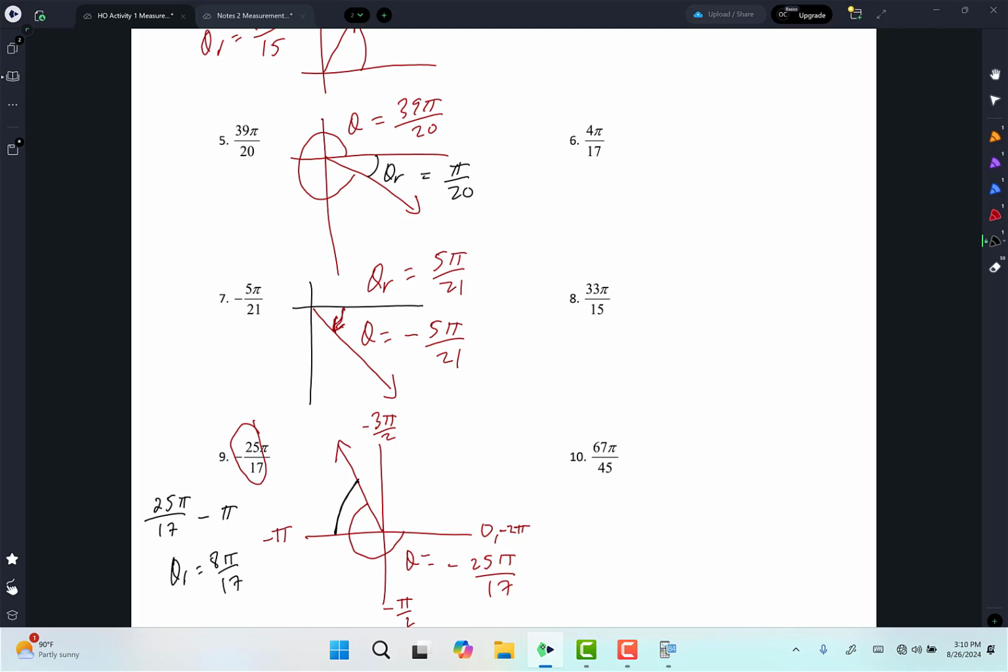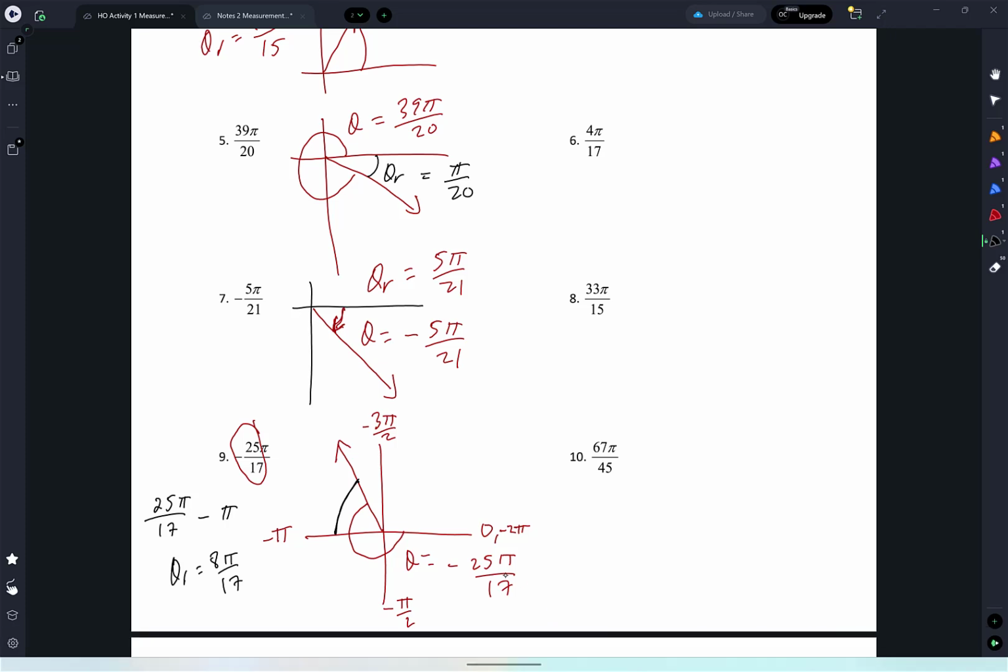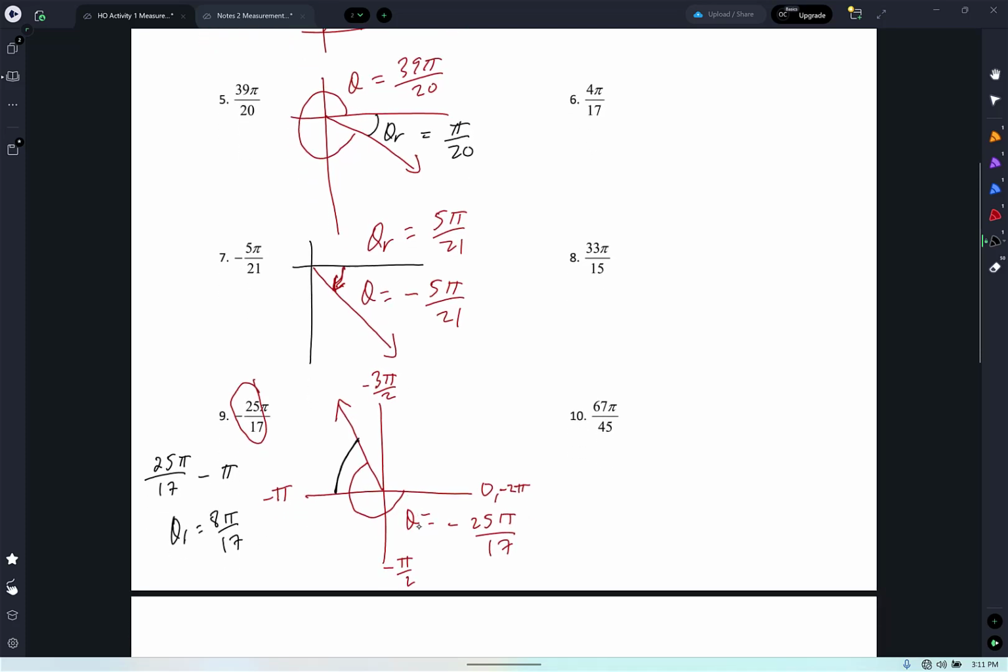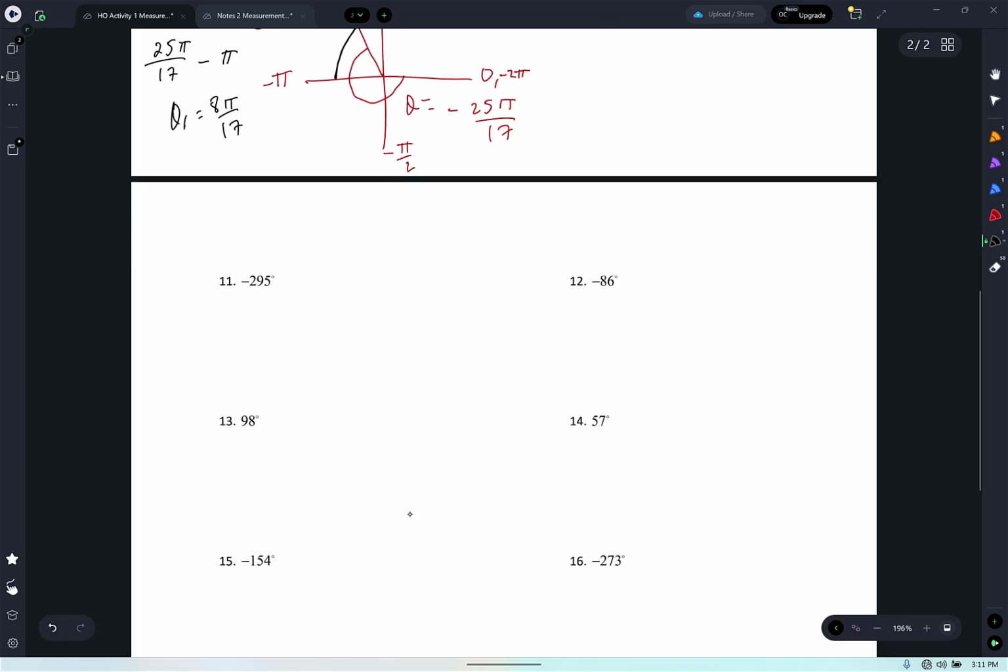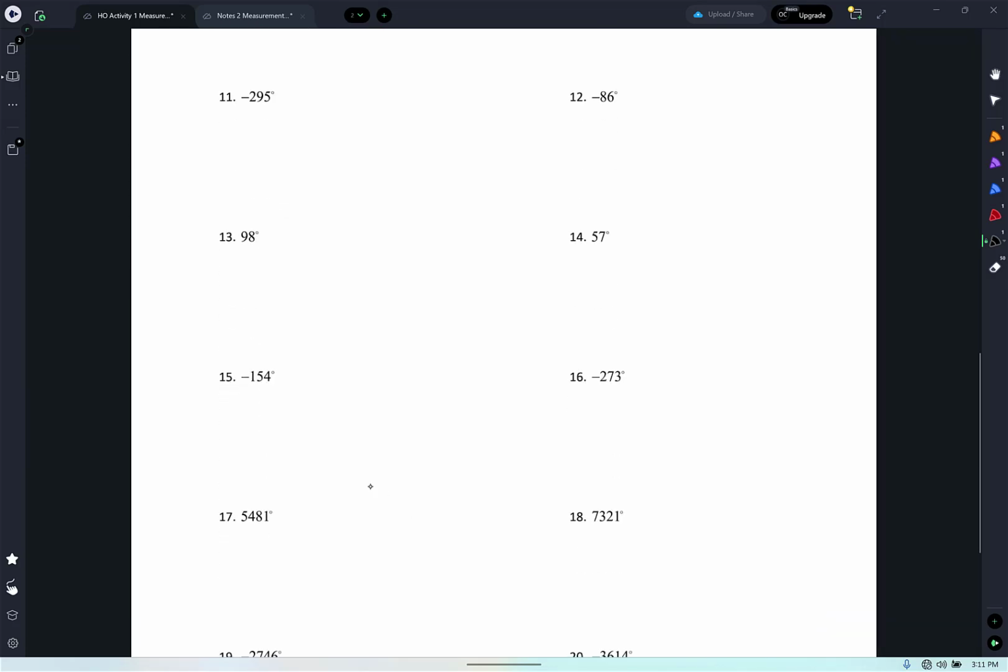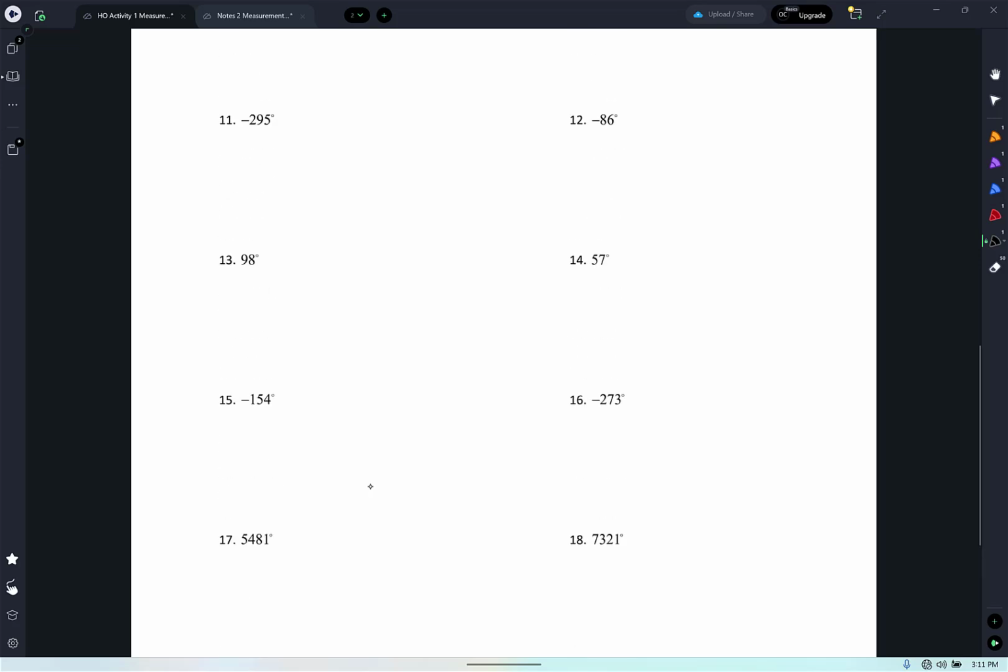And sure enough, if you take that negative pi and you add negative 8 pi over 17, you'll get negative 25 pi over 17. And I just took away the negatives because I want it to be positive. How do we feel? Okay, we still got time. Let's see if we can do these in the back, guys. I'll do the 11 through probably 17 and then call it a day with you guys.